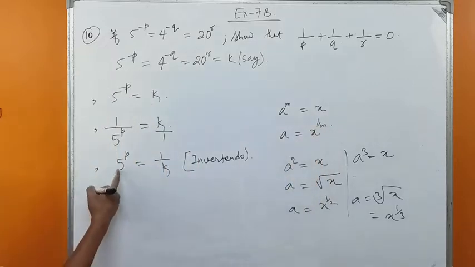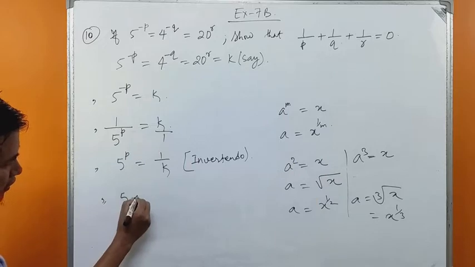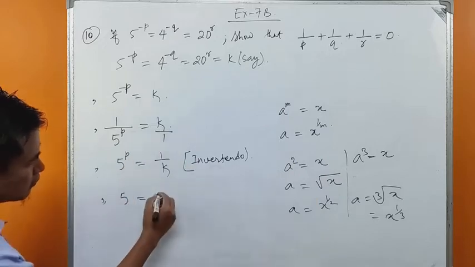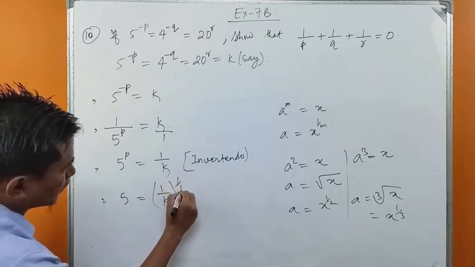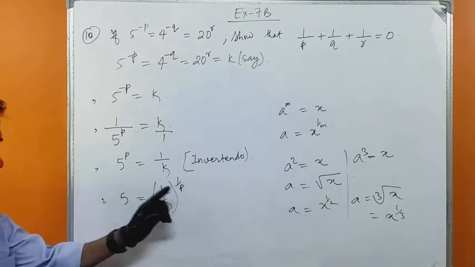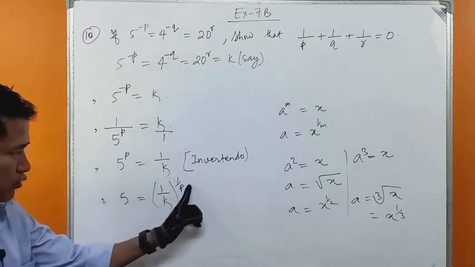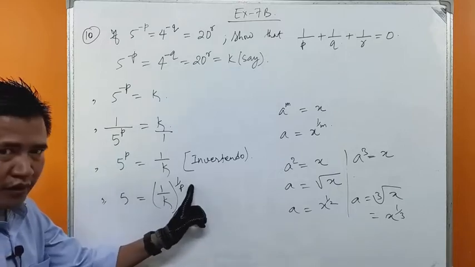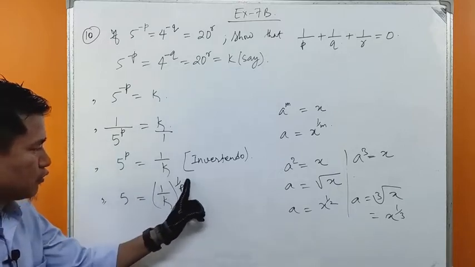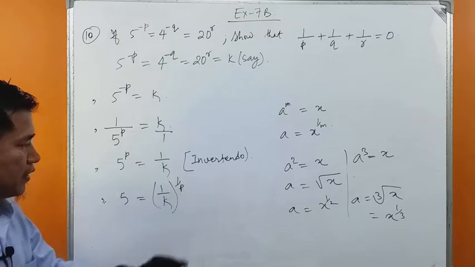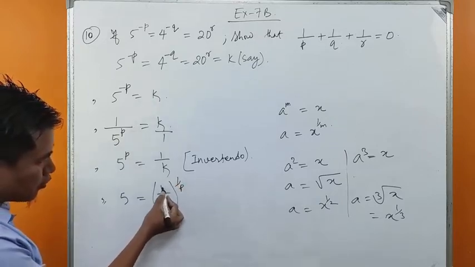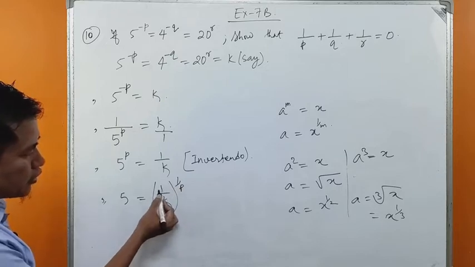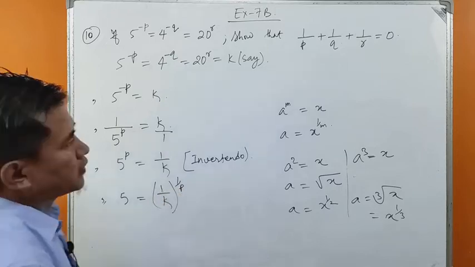So here 5 to the power p, we take the power to the right hand side and make it 1 upon p. Only the power p goes to the right hand side and becomes 1 upon p. Now this power 1 upon p applies to both the numerator and the denominator. So 1 to the power 1 upon p means 1 to the power any number.